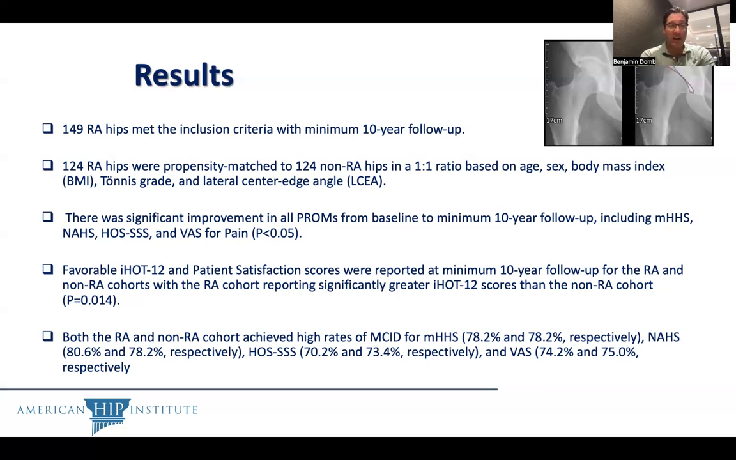Both the retroverted and non-retroverted control groups achieved high rates of MCID for modified Harris hip score, with 78% in the retroverted group and the non-retroverted group. Also for the non-arthritic hip score, where the retroverted group achieved MCID at greater than 80%, and also for the hip outcome sports-specific subscale and visual analog score.